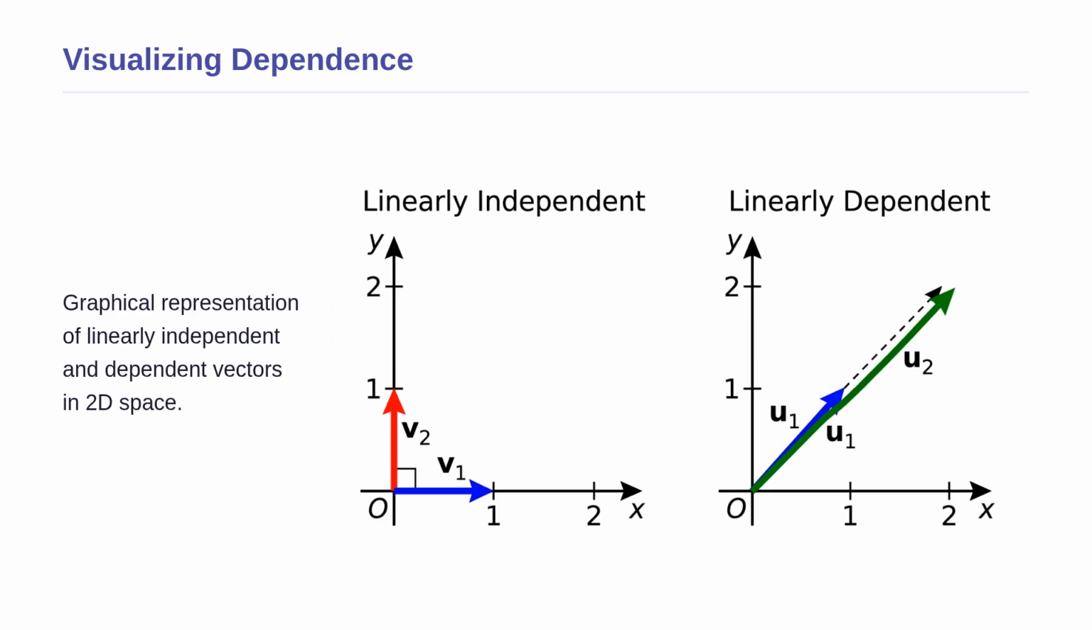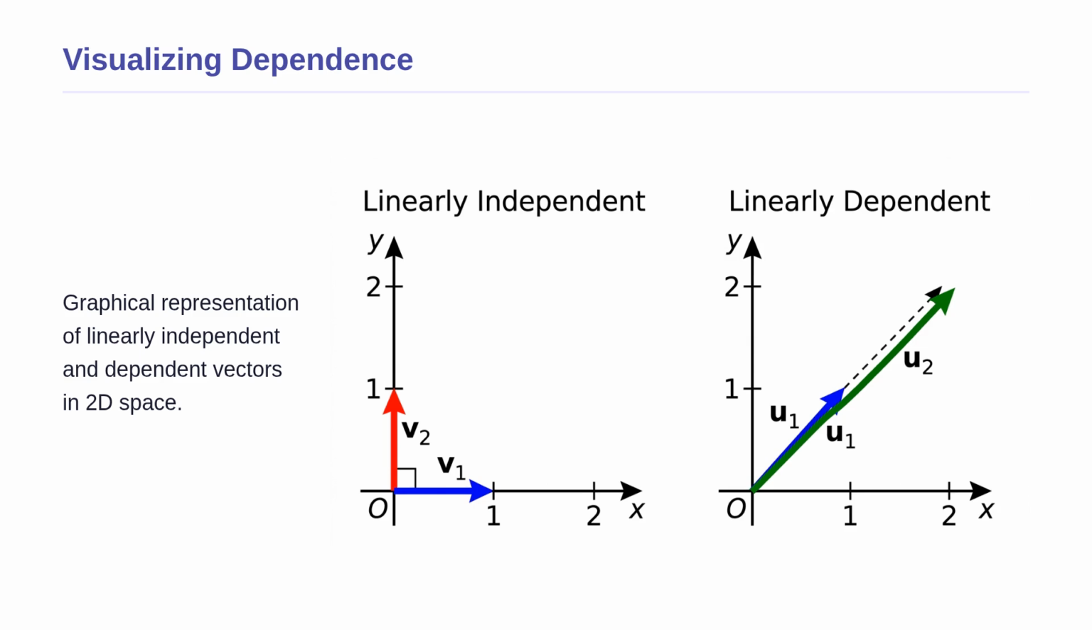Before we calculate anything, let us look at what this actually means visually. On the screen, you are seeing two different scenarios in two-dimensional space. On the left side, we have two vectors, v1 pointing along the horizontal axis and v2 pointing along the vertical axis. They point in completely different non-overlapping directions. You cannot build v2 using v1. Therefore, they are linearly independent.